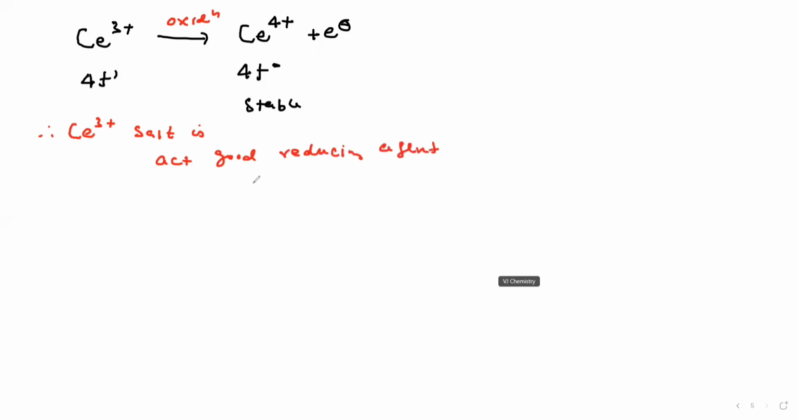Big example, CeCl3, right? You see it in organic chemistry. This is a good reducing agent in the organic part. Very, very, very important.